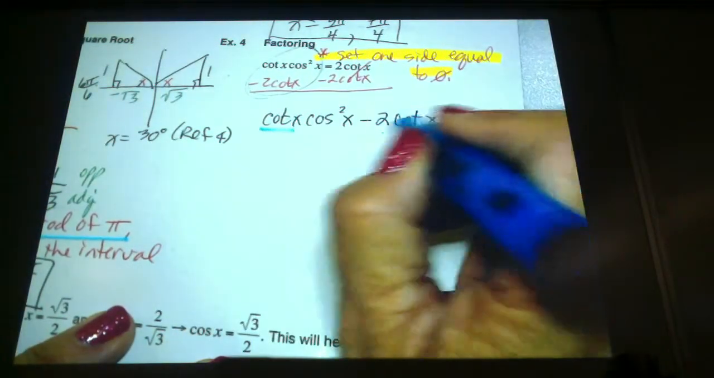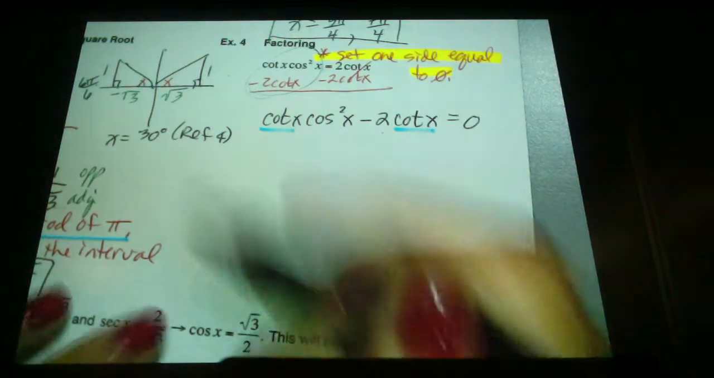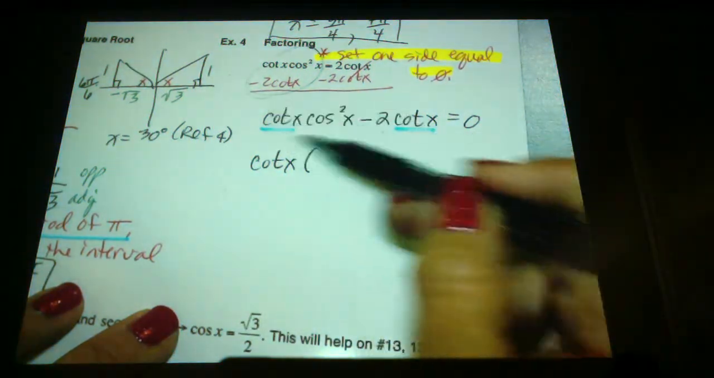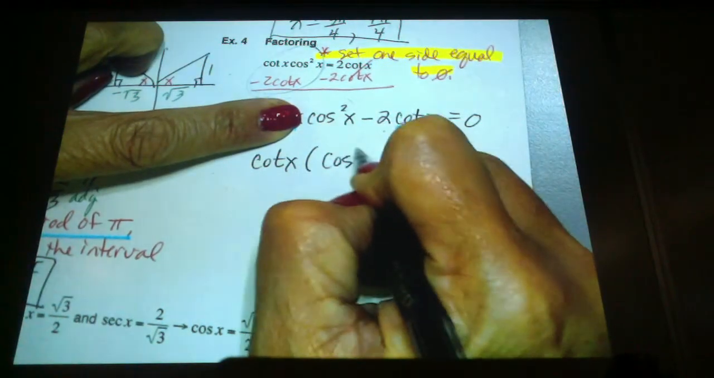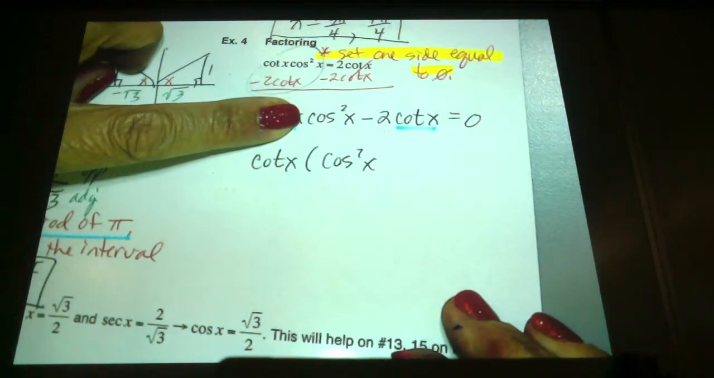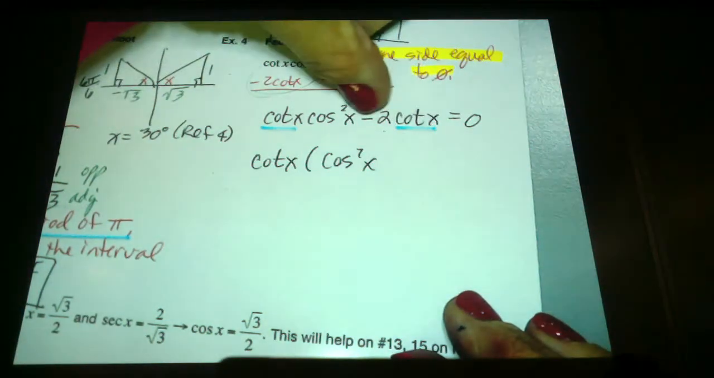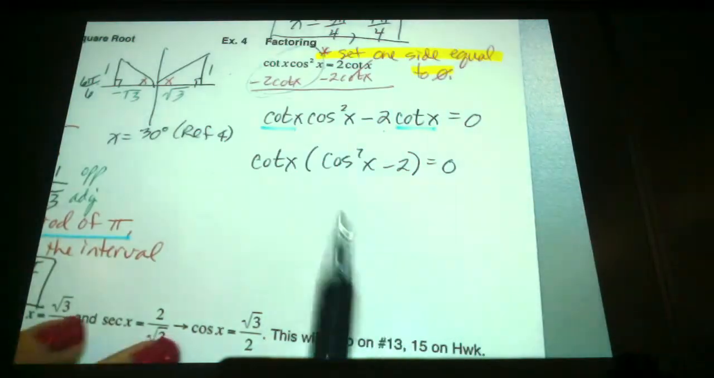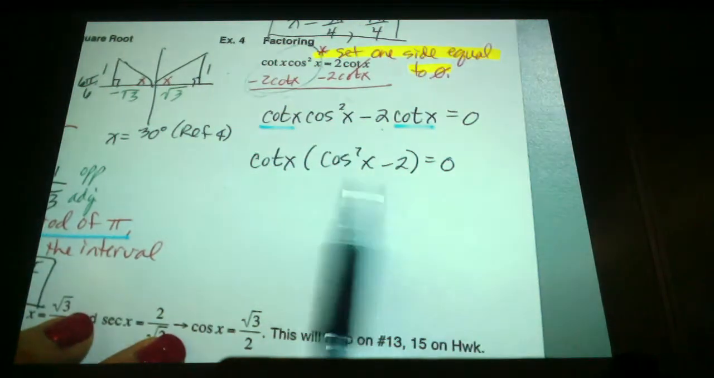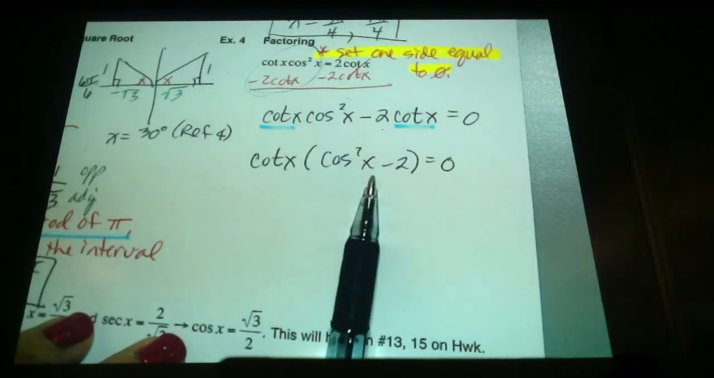Don't they both have a cotangent of x in common? So that comes out in front of parentheses: cotangent of x, parentheses. If I divide this by cotangent of x, take it out, I'm left with a cosine squared x, and hopefully you can see where this is going. Well, maybe not. And then here, if I take that away, I'm just left with a minus 2. Unfortunately, or fortunately, depending on how you look at it, this is not a Pythagorean identity, right? This does not get replaced by anything.